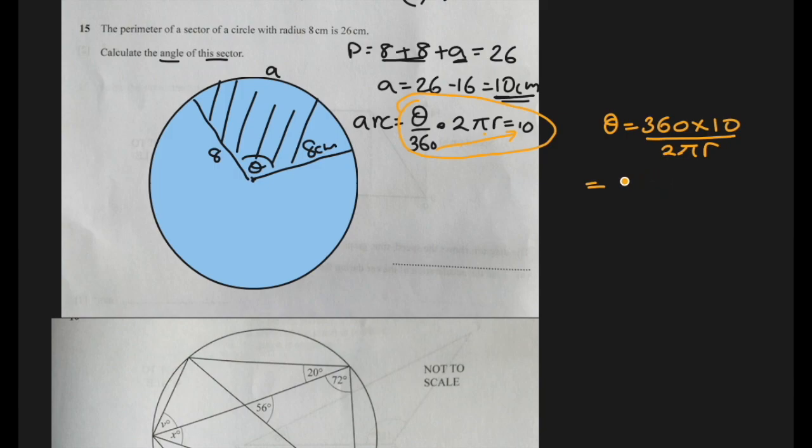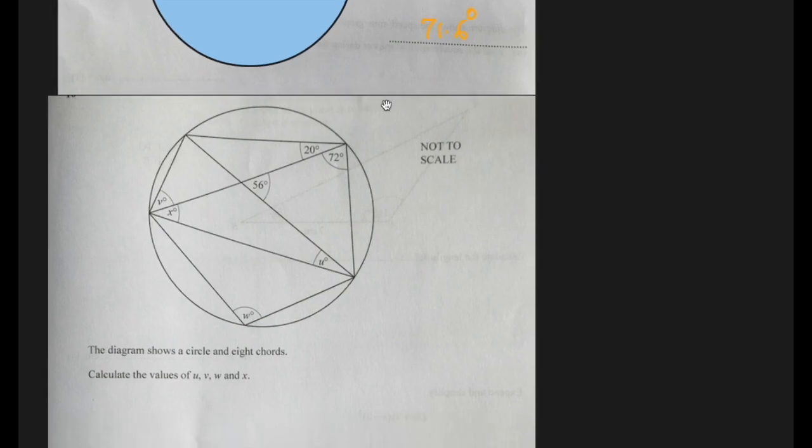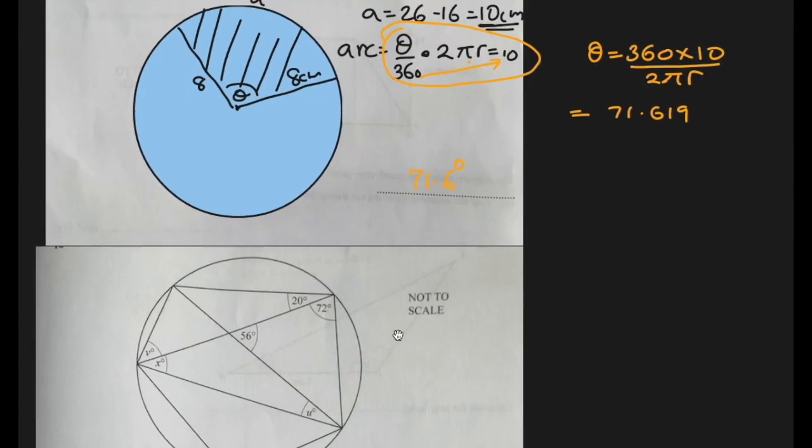So the answer I'm getting is 71.619. So one decimal place we'll write 71.6 degrees. Okay. Next question number is 16. A circle has been given and some lines inside. Let's see what they are asking about. The diagram shows a circle and 8 chords. Okay. 1, 2, 3, 4, 5, 6, 7 and 8.